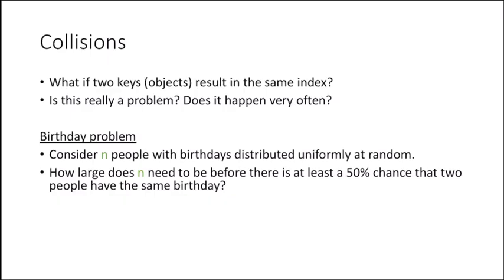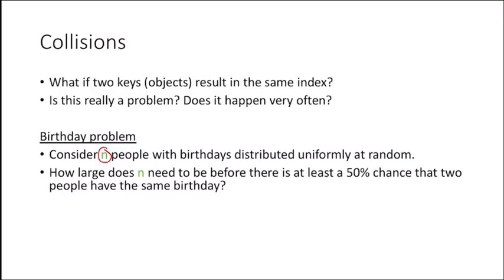Some of you may have seen this before, but let's consider we have n people with birthdays uniformly distributed at random. Turns out birthdays aren't typically distributed at random. There's a few days that people like to avoid. In the US, people try to avoid July 4th and December 25th and other days like that. So we don't end up with something that's perfectly uniform, but in general, fairly uniform.